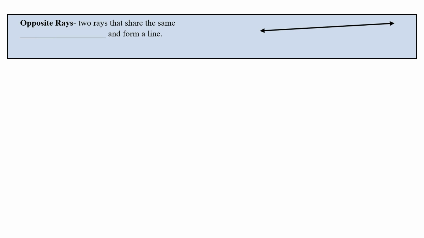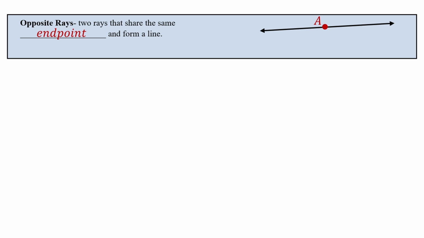Okay, and then the next definition is going to be opposite rays. So opposite rays are 2 rays that share the same endpoint and form a line. Okay? So if you look at that line on the right side, let's draw one endpoint. We'll call it A. Now, opposite rays are those 2 rays, the ray going to the right and the ray going to the left.